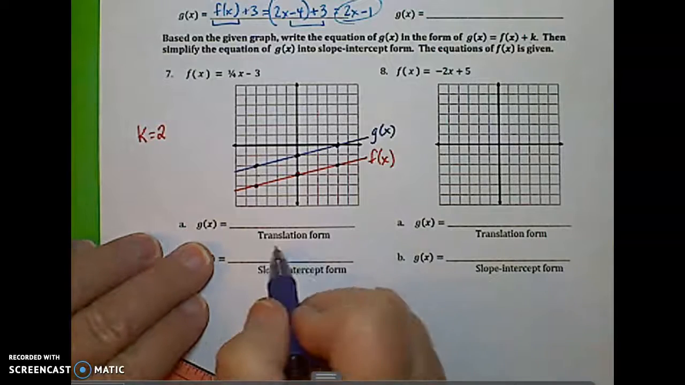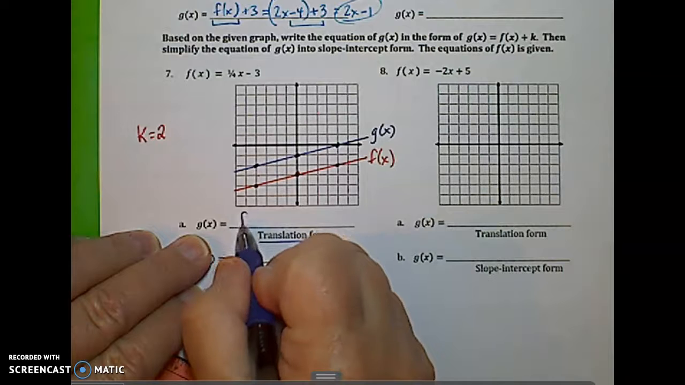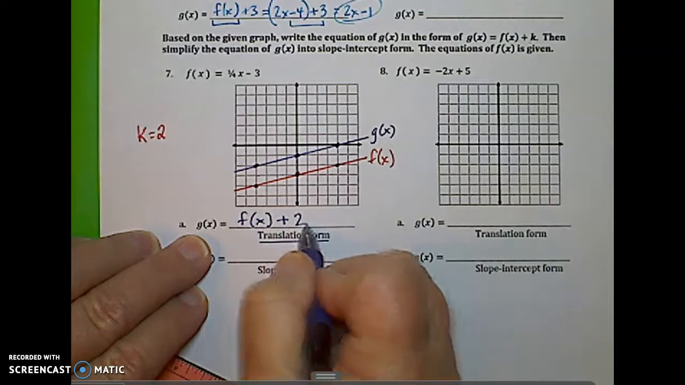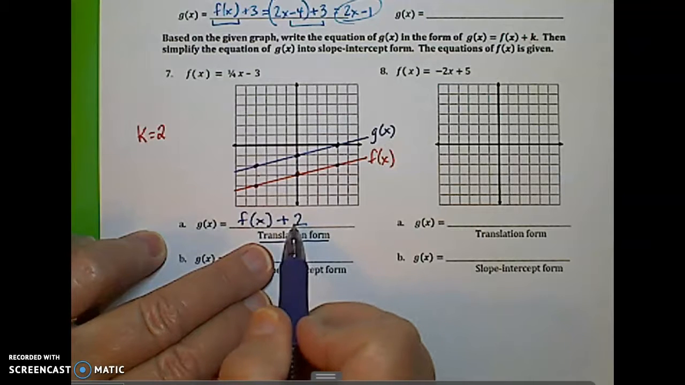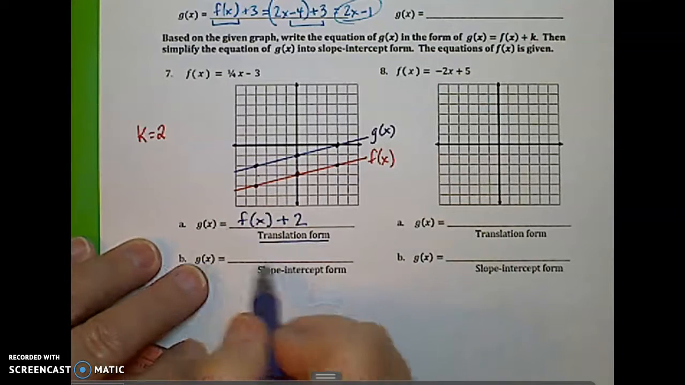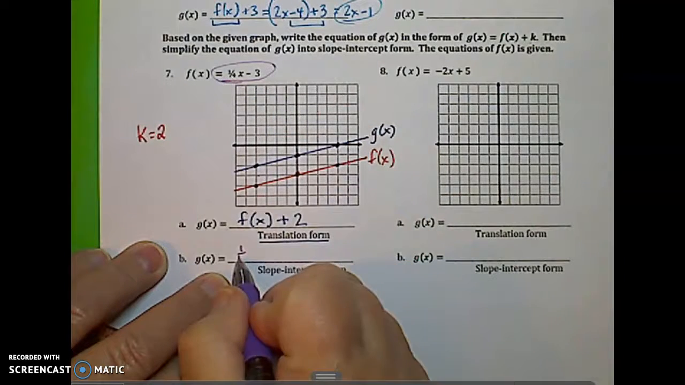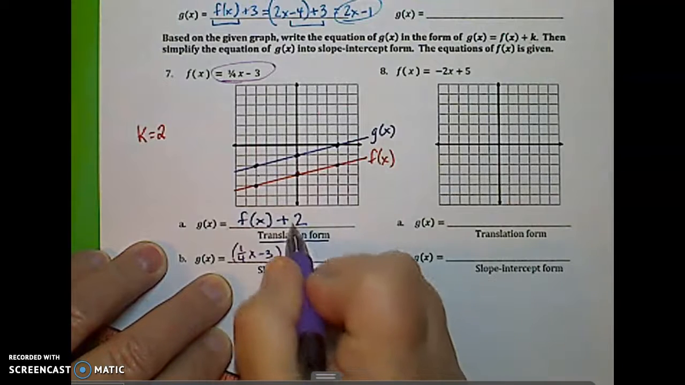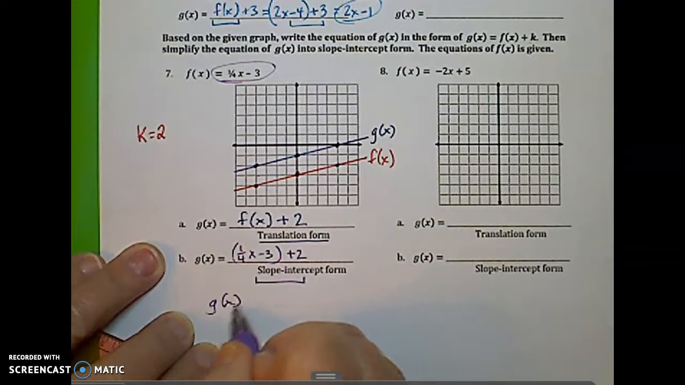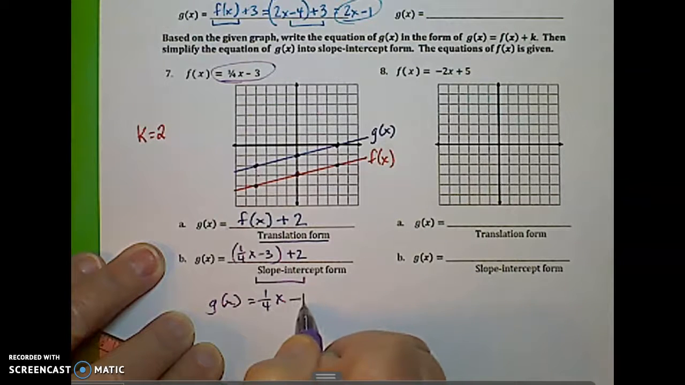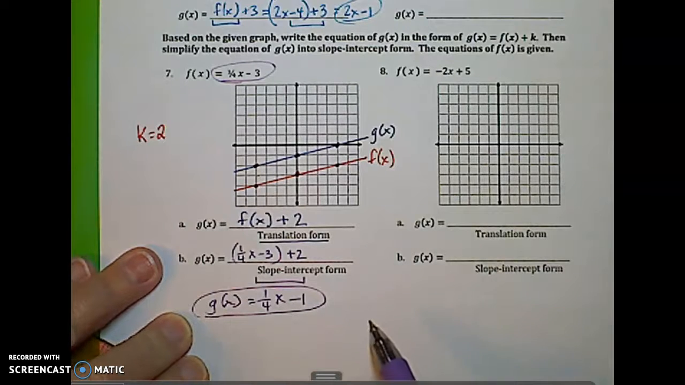In g of x, notice here's a new term, translation form. Basically that's saying g of x is the same as f of x plus 2 more. This is translation form, where g of x is some other function shifted by some amount in the y direction. So g of x, if I write it in slope-intercept form, is going to be this, 1/4 x minus 3, and then add 2 to that. I can combine these numeric pieces, so g of x equals 1/4 x minus 1. I can verify that y-intercept. So there is slope-intercept form.